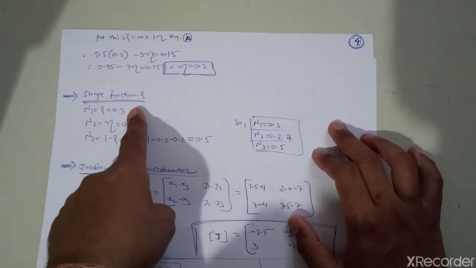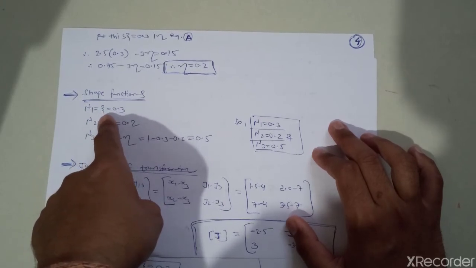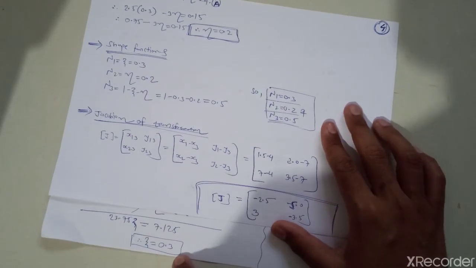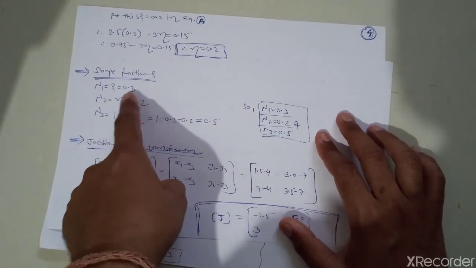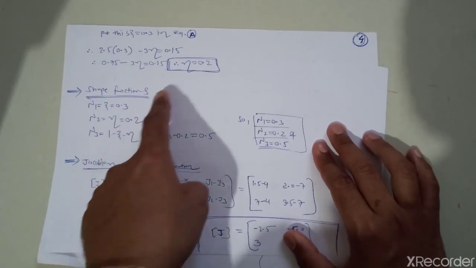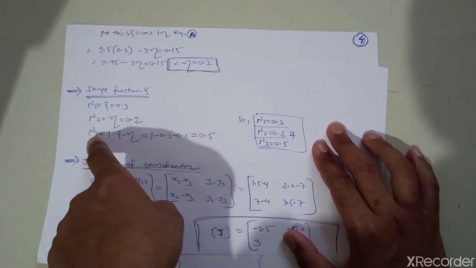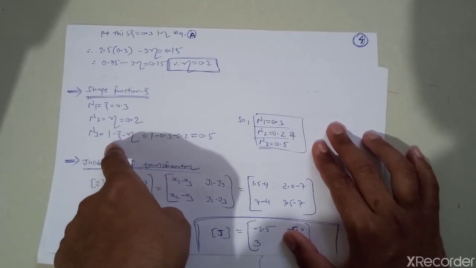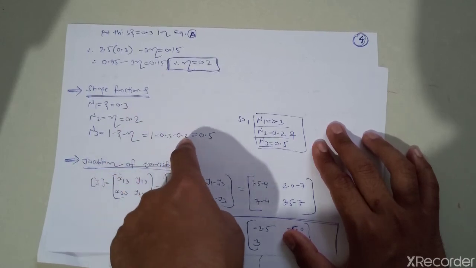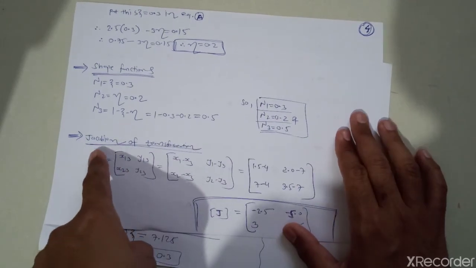Now the shape functions. Shape function n1 is equal to zeta, so zeta is 0.3; we write 0.3 here. n2 is equal to eta, so we write down 0.2. Now the n3 shape function is given by 1 minus zeta minus eta, so 1 minus 0.3 minus 0.2, and we get 0.5.